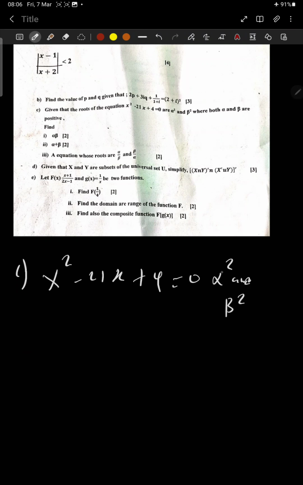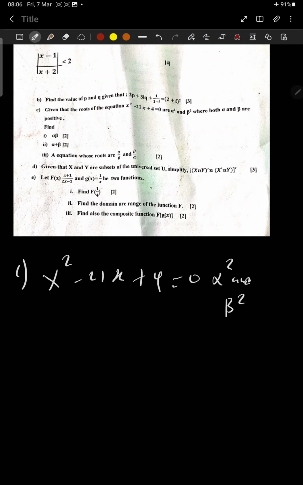like in this case they have changed. Most of the questions they asked say, given that the roots of this equation are alpha and beta, right? That's how they'll ask you. Now in this case they have changed the roots to alpha squared and beta squared. So how are you going to answer this?